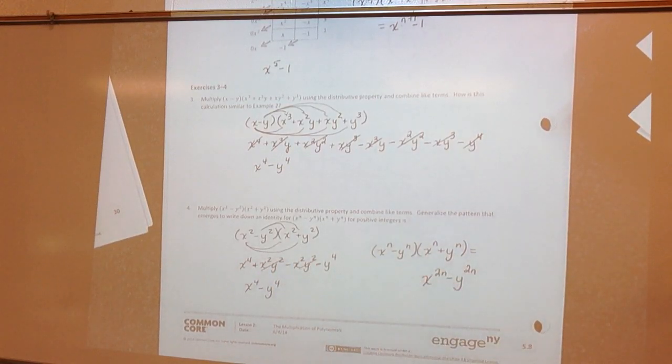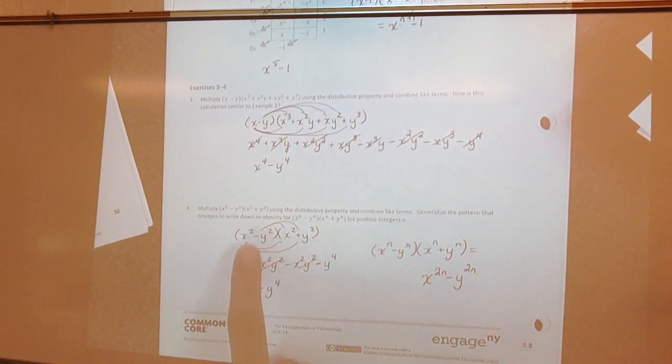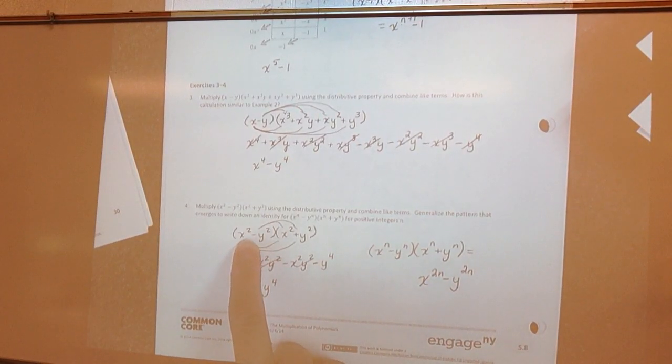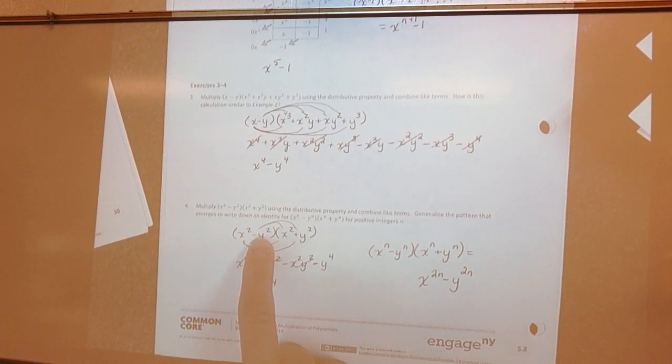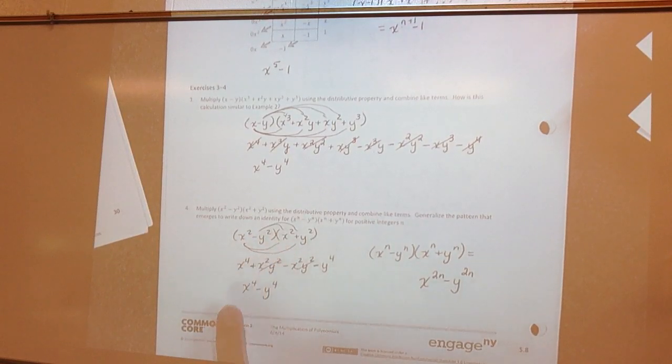So what pattern are we seeing? What comes from this? We look at this. When we multiply x to the nth minus y to the nth times x to the nth plus y to the nth, I can let anything be y, or anything be n: 2, 3, 4, 5, whatever. And I'm going to find out that what happens is it comes out x to the 2nth minus y to the 2nth.